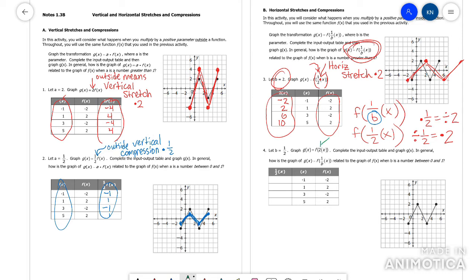I see f of 2x. It is inside, meaning it has to be horizontal right from the start. Now, when it's horizontal, it lies and it's opposite. So the original looks like 2 times this. Well, that means in your table, you're not going to times by 2, you're going to divide by 2. And dividing by 2 is the same thing as timesing by 1/2. So when I do this, I'm going to be timesing everything by 1/2. So that's going to look like this. I'll use decimals, or you could use fractions, it doesn't matter.